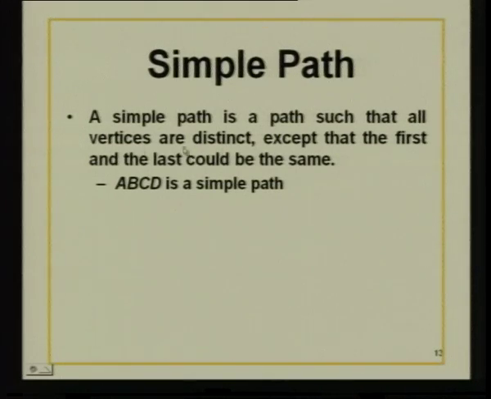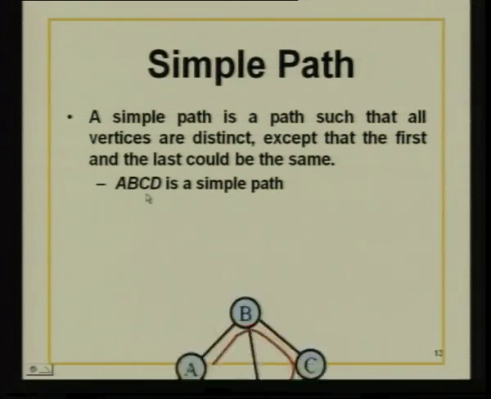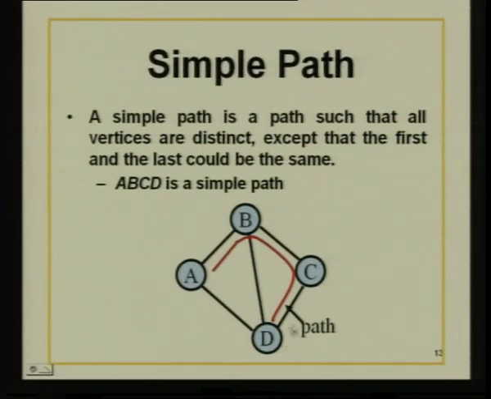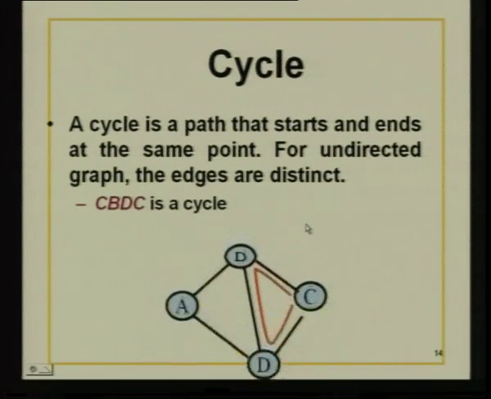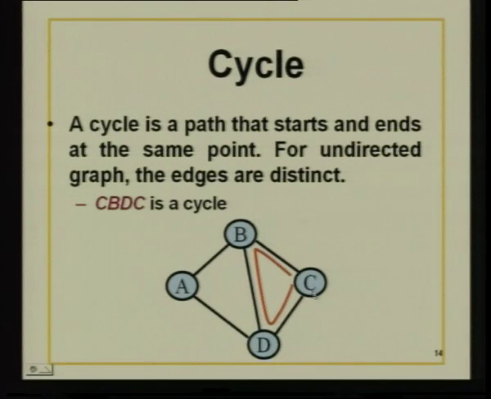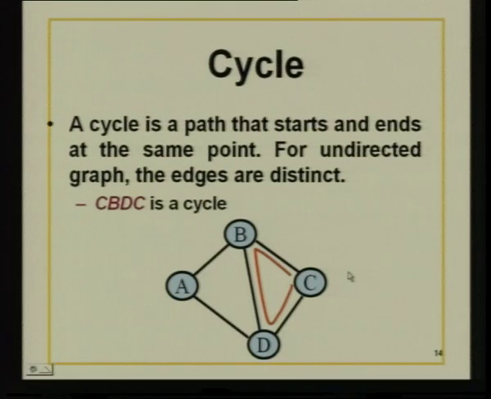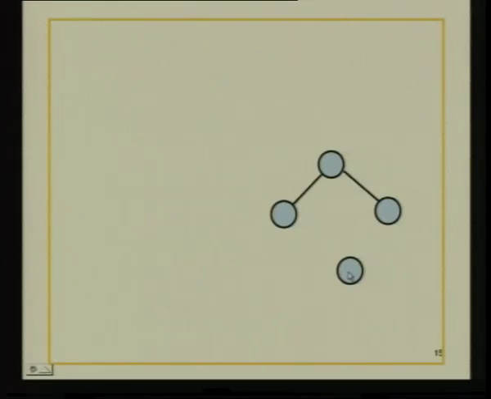So, now let us talk about a path. A simple path is a path such that all vertices are distinct except the first and the last, which could be the same. For example, A, B, C, D is a path, and then you have a cycle. A cycle is a path that starts and ends at the same point. For undirected graphs, the edges have to be distinct. For example, this is a cycle. So, you have C, B, D, C. If it comes back to C, it is called a cycle. Okay. So, for undirected graphs, these edges that we talk about, CB, BD and DC, are distinct. Okay. So, that is a cycle.